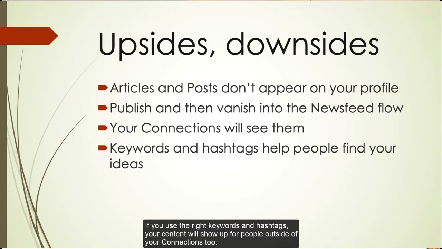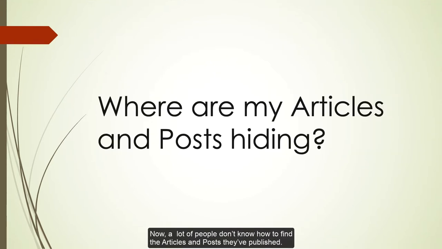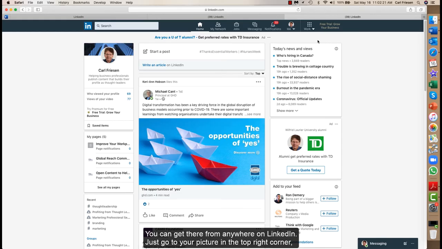Now, a lot of people don't know how to find the articles and posts that they've published, but that's easy, and I'll show you how. You can get there from anywhere on LinkedIn. Just go to your picture in the top right corner, and click on the down arrow beside the Me.